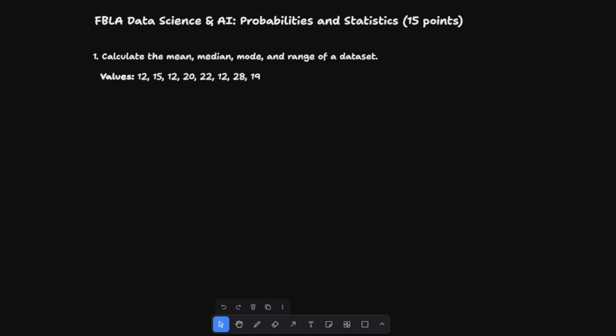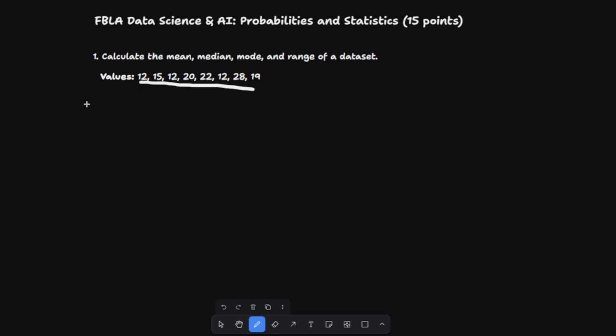Alright, so the first portion is being able to calculate the mean, median, mode, and range of a data set. So let's do a practice problem together about this. So this is our data set here. We have these values, and let's start with the mean. In order to find the mean, the formula is to add up all of these values and then divide by the number of values in the set.